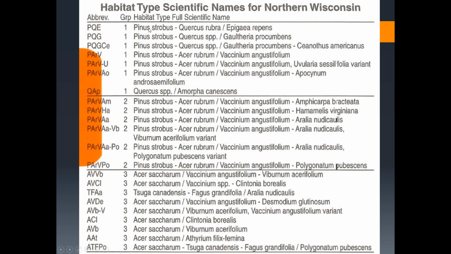And this notation here, you see the slash in there. The species listed before the slash are tree species. The species listed after the slash are shrub or herb species. And dashes indicate more than one species. So PQE, for example, means Pinus strobus, eastern white pine, and Quercus rubra, northern red oak, are the dominant tree species, and Epigea repens is the dominant understory species.